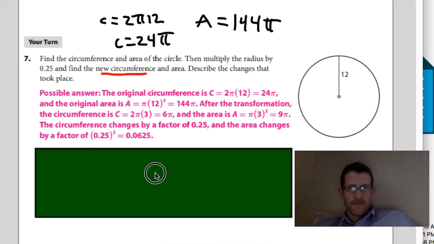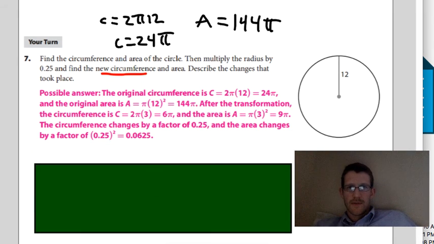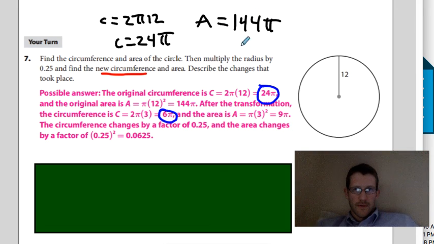Okay, hopefully you got these values. The original was 24 pi and 144 pi, right? The new circumference is 6 pi. Why 6 pi? Because it's 1/4 of 24, right? That's the scale factor, 1/4. The new area isn't 1/4 of the old area. It should be 1/16, right? The old area was 144 pi. So the new area is 1/16 of that, or 9 pi.